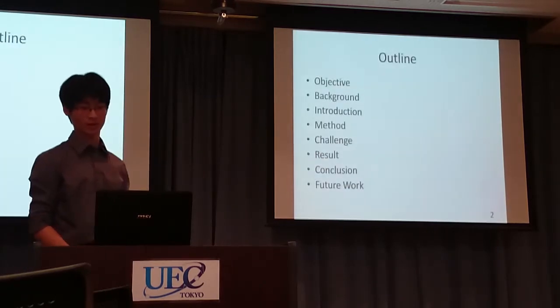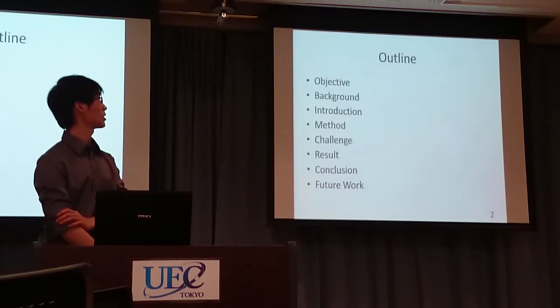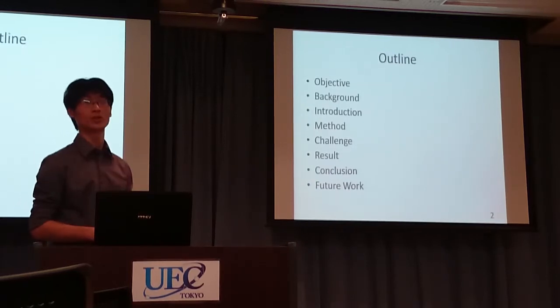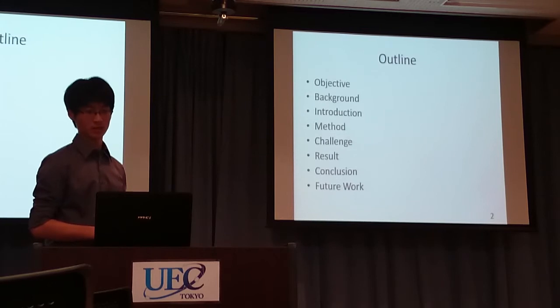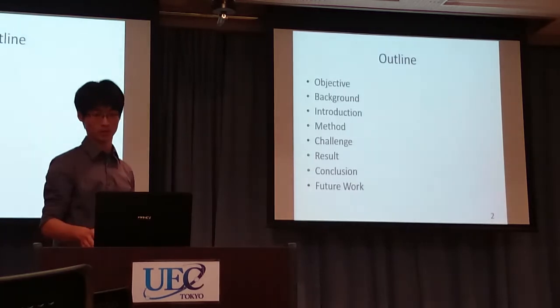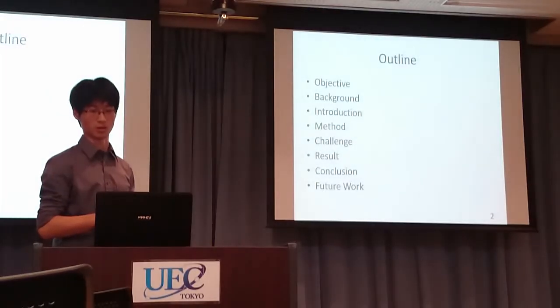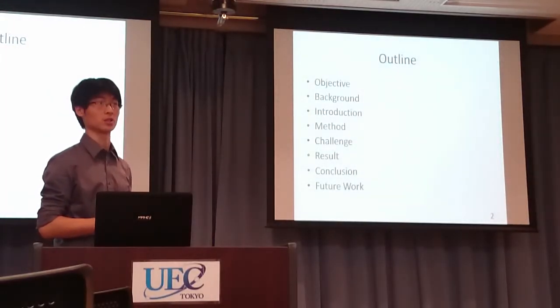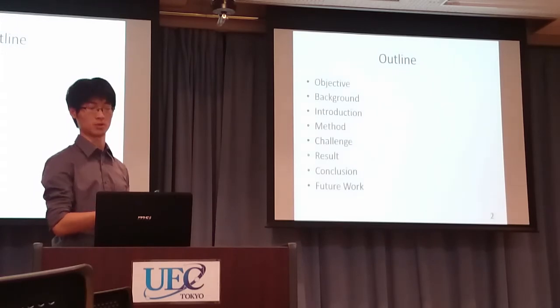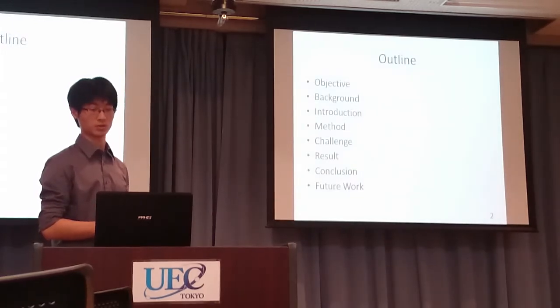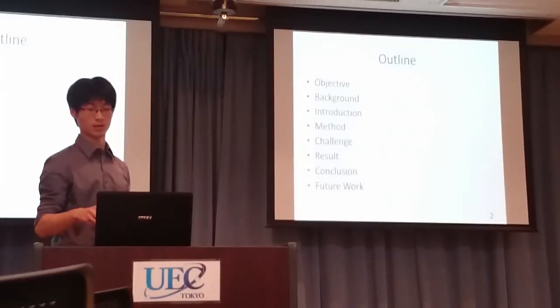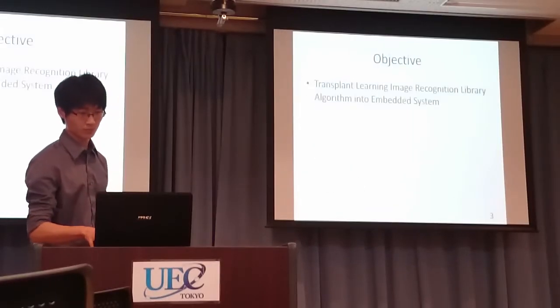And here's my outline. First is objective. I will talk about what is my main goal, and second is background, which is what is the convolutional neural network and neural network. And introduction is the neural network method, which is what I'm doing in this paper, and challenge is what I've learned during this paper, and result, and conclusion, and future works.